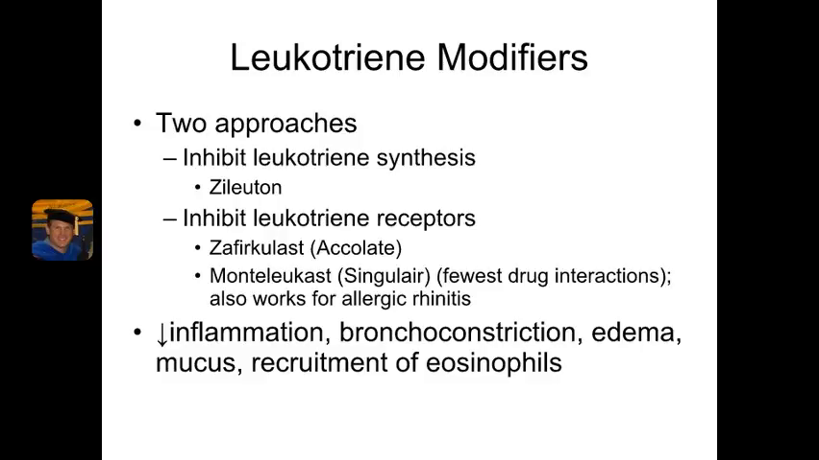So by inhibiting leukotrienes, either their synthesis or the receptors, what you're going to do is you're going to reduce, hopefully, the amount of respiratory inflammation. Now, as it turns out, because leukotrienes are just one of like 15, 18 different inflammatory modifiers, they don't really work that well.